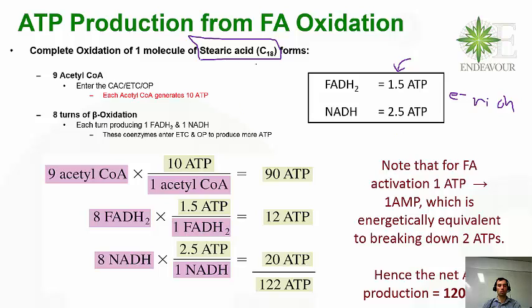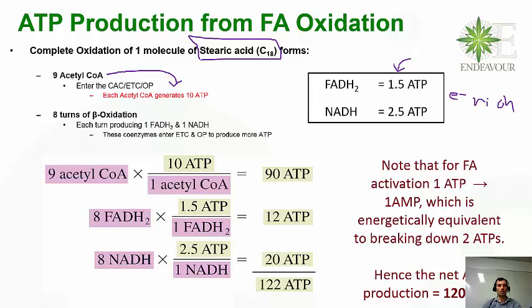Using the rules that we've already looked at, if stearic acid has 18 carbons, then that tells us we're going to get 9 acetyl-CoA from it. And we know from an earlier session that each of these acetyl-CoA is able to generate 10 ATP by going through the citric acid cycle, electron transport chain, and oxidative phosphorylation. You can look back at an earlier session if you want more detail on that.